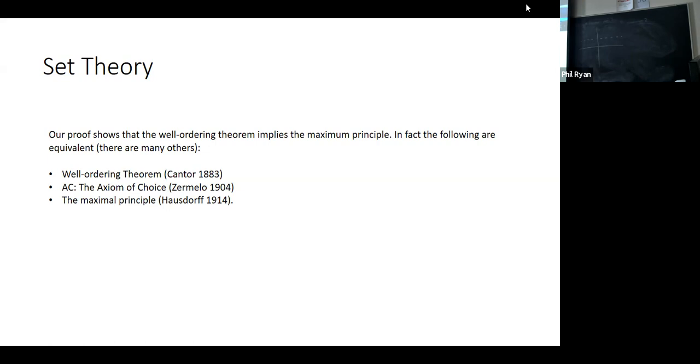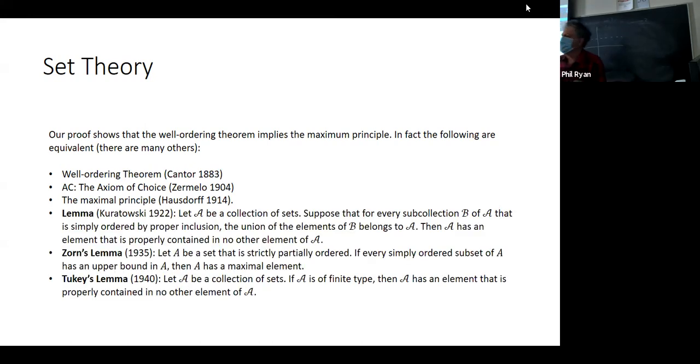Zermelo in 1904 tried to prove the well-ordering theorem, because I think someone beforehand had said that they proved that R couldn't be well-ordered, but Hausdorff showed that the proof was nonsense. So Zermelo said, okay, I'm going to prove the well-ordering theorem. And he came up with the axiom of choice to prove the well-ordering theorem. And as I said, Hausdorff came along in 1940. So all three are really equivalent. And it turns out that there's lots of others.